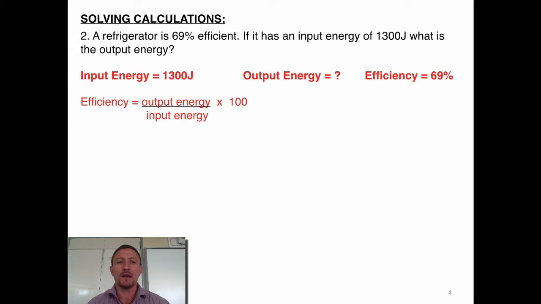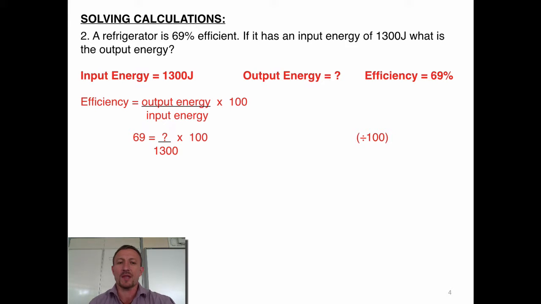Use our formula, output energy divided by input energy times 100, and substitute in what we know. We're going to substitute in for efficiency, which is 69, and input energy, which is 1300. We're going to use a question mark for our output energy. So the first thing I want to do is to put all of the numbers on the left-hand side, leaving me with the question mark on the right-hand side.